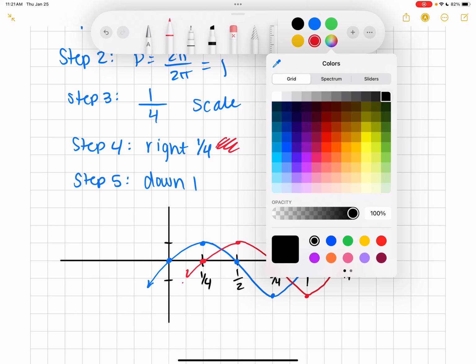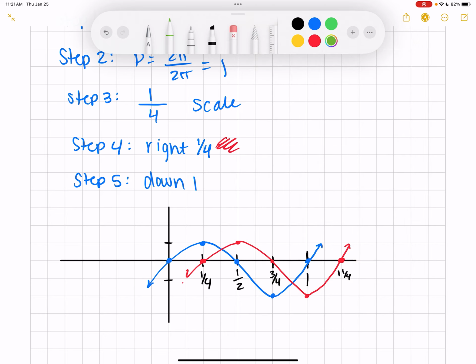Try to find a color that'll be distinctly different. Kind of looking like one of those cosines. I was going to say purple, and then I'm like, that's just a combination of the two. That's probably not it. I'm going to try green. Hopefully, it'll be able to be seen. And so then next is down 1. So I'm going to take every red point and shift it down 1. So I'm going to end up down here as -2 then.